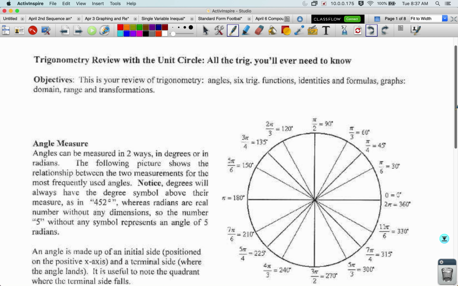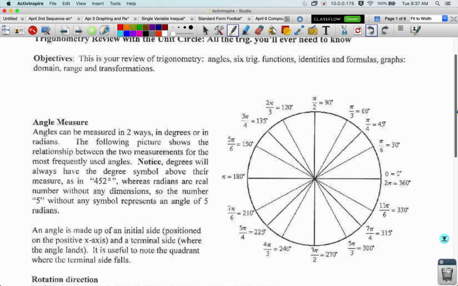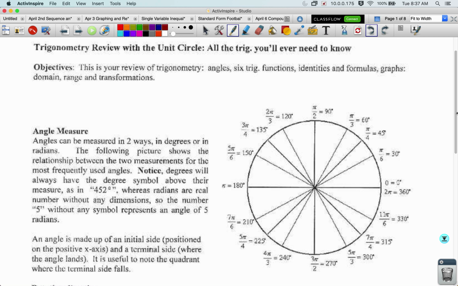A lot of this is just information with problems mixed in. So let's get started. The objective is to review trig: angles, trig functions, identities, which we haven't really talked about that word before, but that's any relationship in trig, sort of like a formula, but it's just two things that are equivalent. Formulas, graphs, domain, ranges, and transformations.